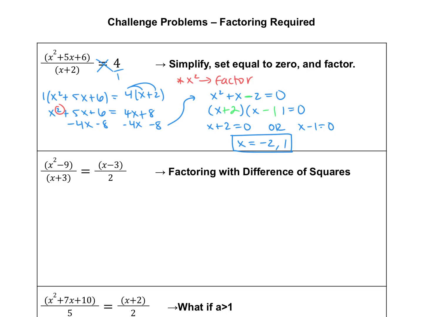This fraction on the left, what operation is that? Division. Are we allowed to divide by any number at all that we want? What is the one number we can't divide by? 0. Okay, write this down, please. We cannot divide by 0. If we were to plug in either of our answers, would it cause us to divide by 0?